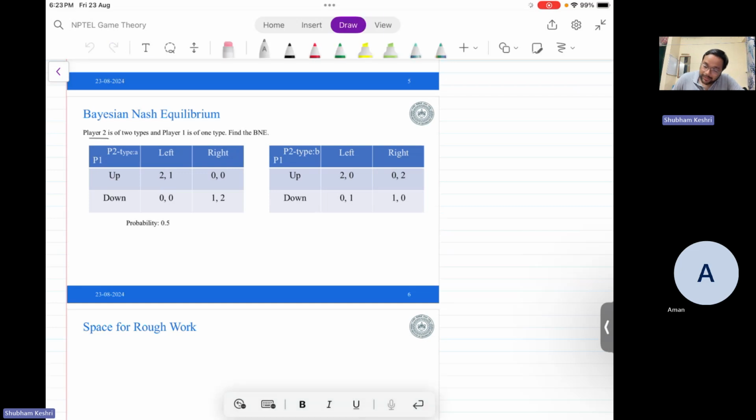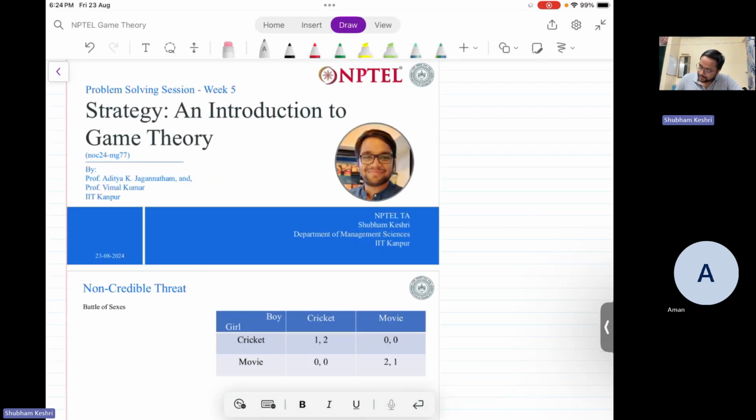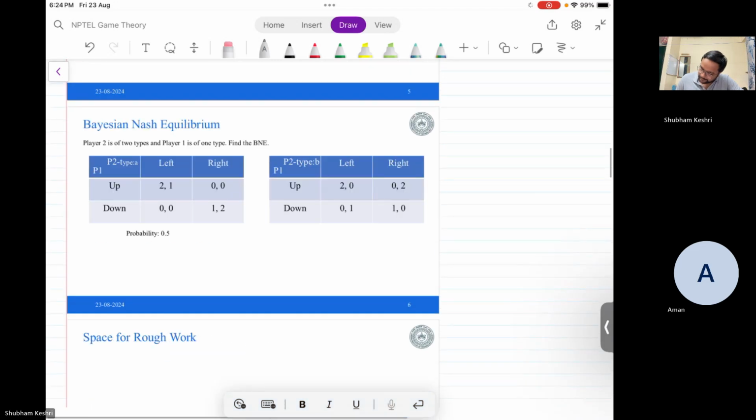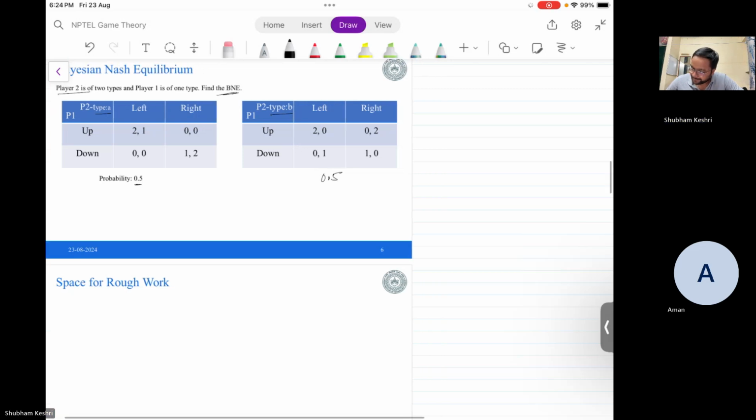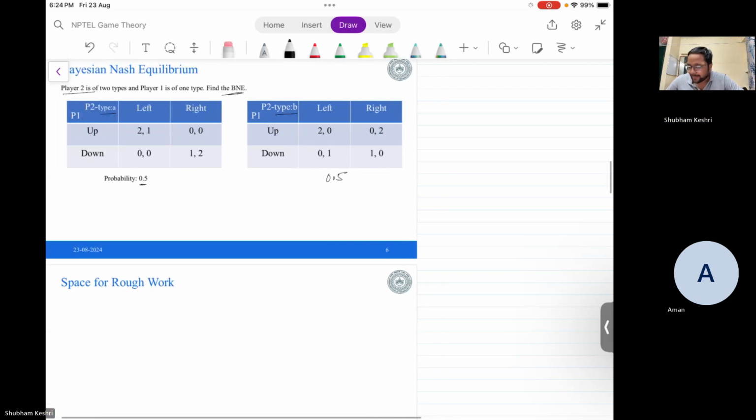We have two players, player 1 and player 2, where player 2 can have two types, type A and type B. All right. And the payoffs are given, and player 2 of type A can be with probability half, and player 2 can be of type B with probability half. So this you have been given, and you are asked to find the Bayesian Nash equilibrium of this game. We'll see how to solve this problem. You can take 1 minute.